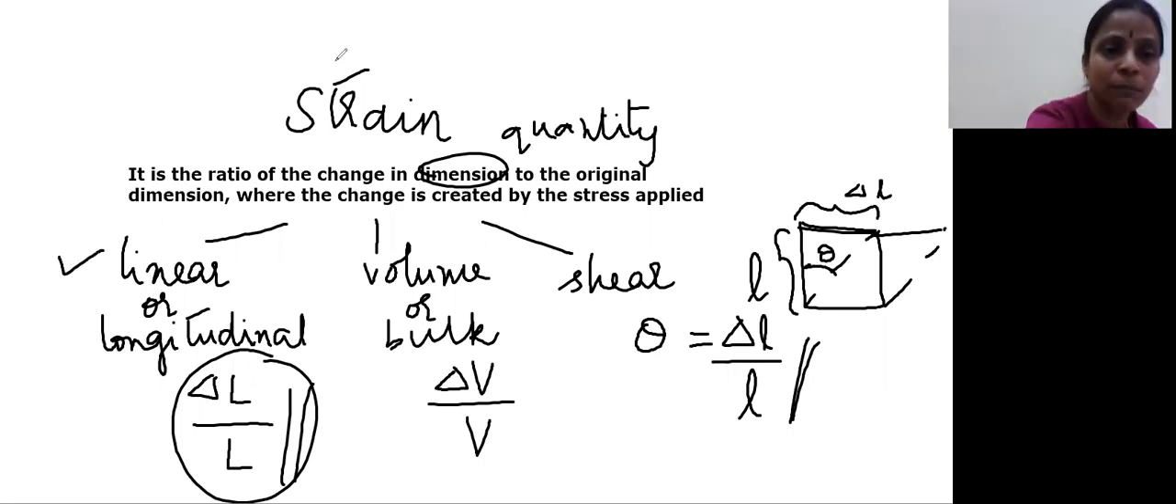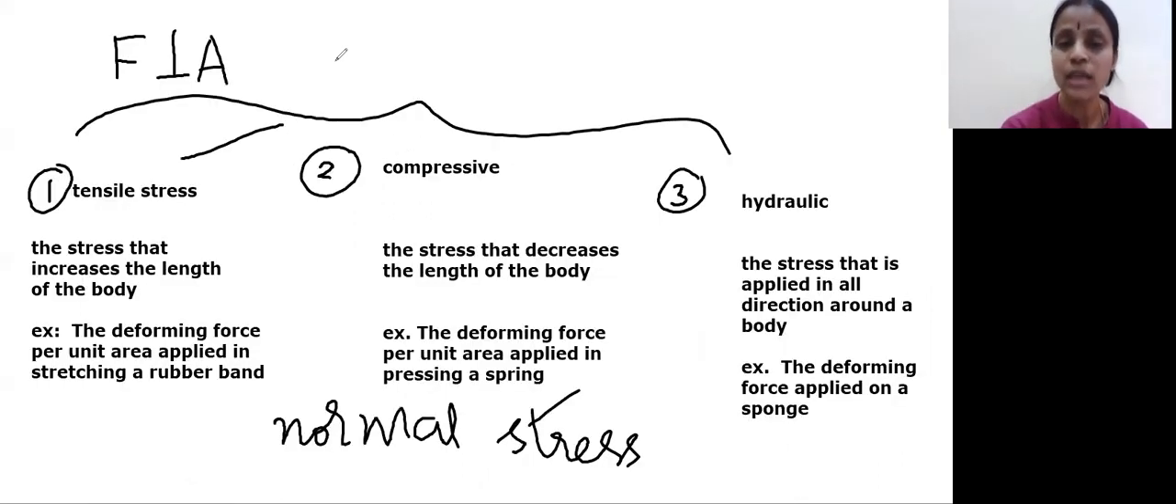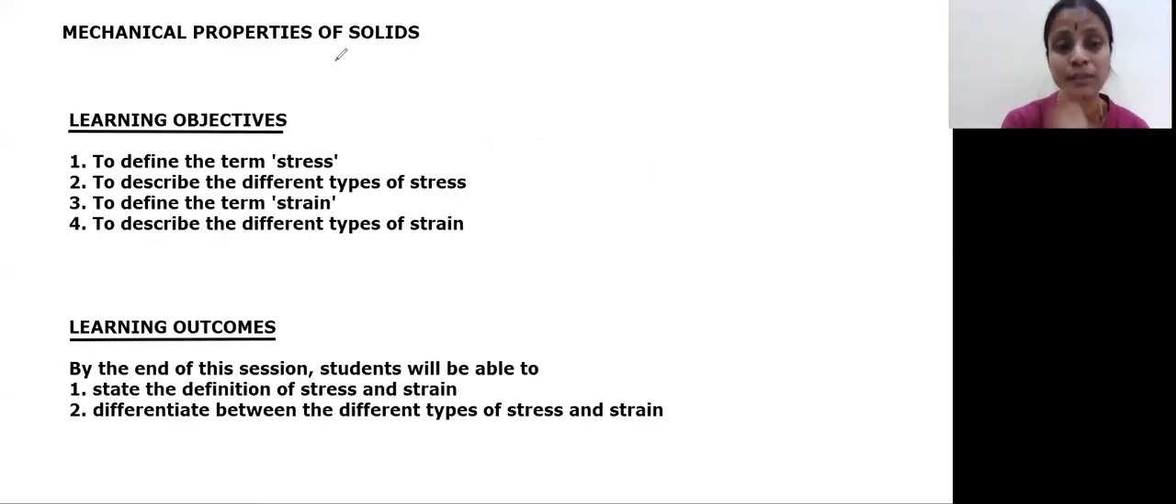So we have three depending on the stress. Depending on whether it is tensile or compressive, we have linear strain, otherwise called longitudinal strain. Based on hydraulic stress, we have volume strain. And based on tangential stress, we have shear strain. Is that clear, children? So I will go back to my first slide where I wrote the outcome. So what's going to be the outcome? Do you think we have achieved this outcome? Will you be able to state what is stress and what is strain?